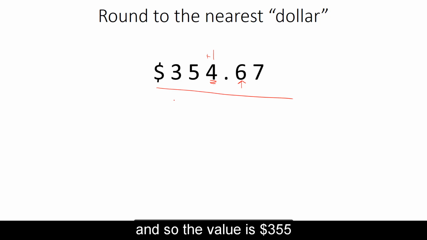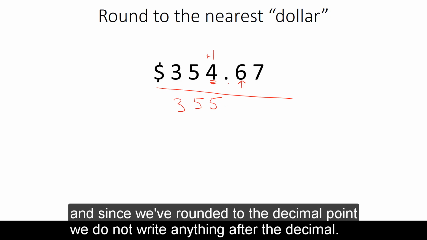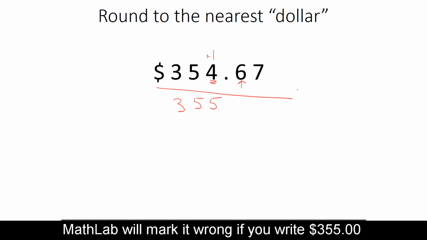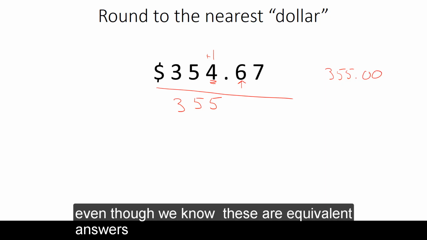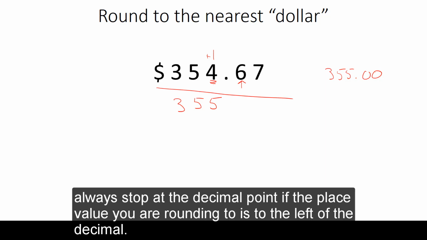And so our value will be 355. And since we've reached the decimal point, we do not write anything after the decimal. It will mark it wrong. If you were to write 355 and you put 2 zeros after, even though we know that these are equivalent answers, whenever you round, you stop at the decimal point if what you're rounding to is to the left of the decimal.